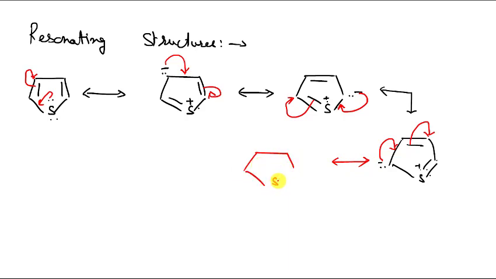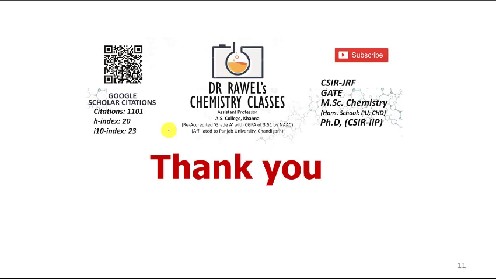So these are some resonating structures. Here comes a double bond, here comes a double bond, and the electrons come here. These can be validated by measuring the bond lengths as we have shown in case of furan. So that is all regarding the structure and resonating structures of thiophene. In the next lecture we will compare the relative aromaticity of these 5-membered aromatic heterocyclic compounds: pyrrole, furan and thiophene.